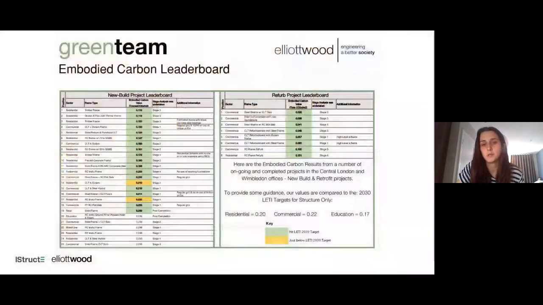So at ElliotWood, we developed an embodied carbon tool 5 years ago to allow us to quantify embodied carbon in the structures we design, and most importantly, help us make better decisions. It's now an integral part of our design process on all of the projects we work on. The leaderboard that you can see here followed the tool, and it allows us to have some friendly competition within the company, celebrate successes and constantly share knowledge about ways we can further reduce embodied carbon in our designs.